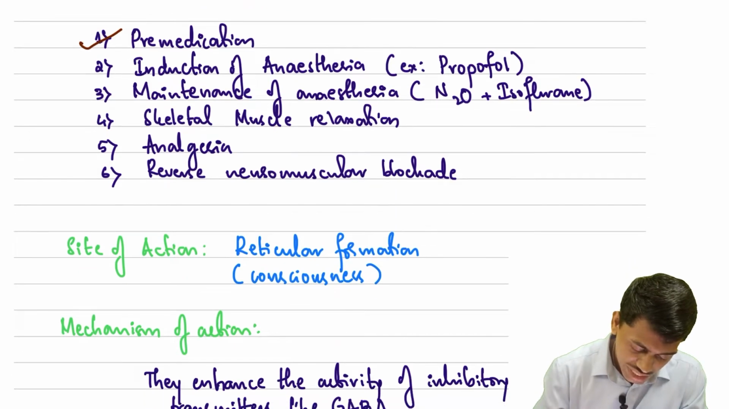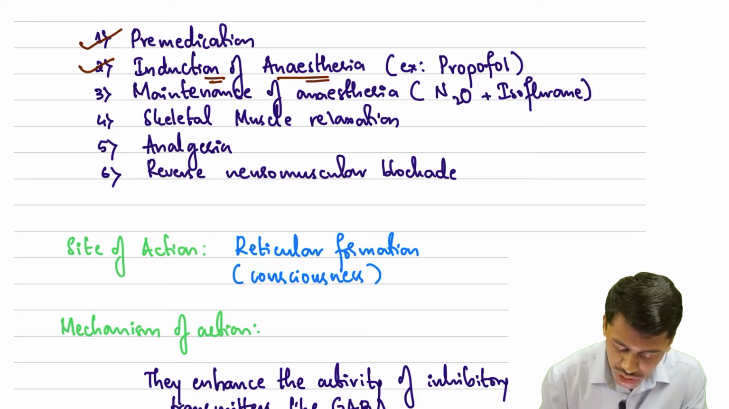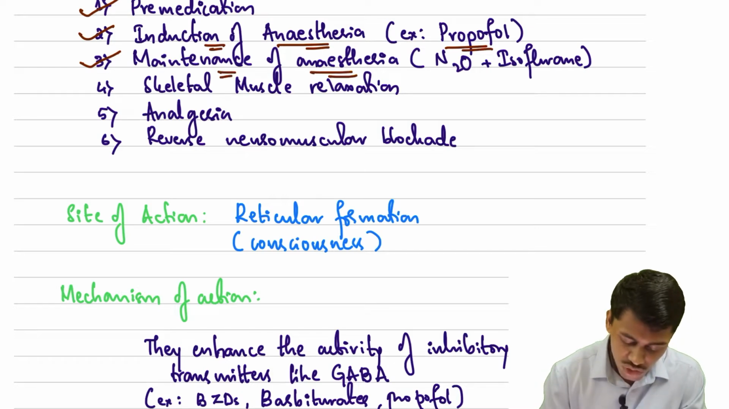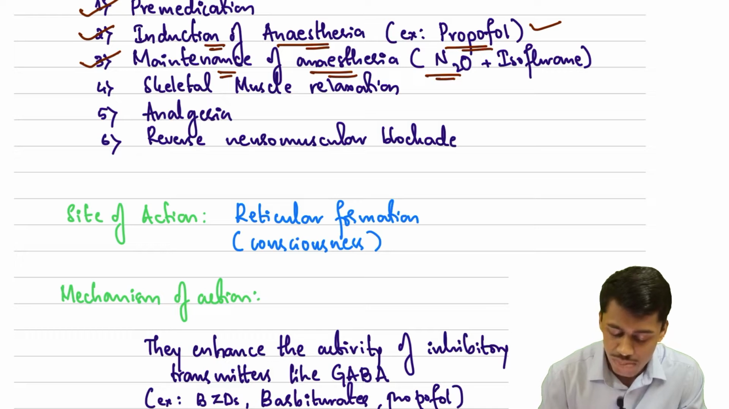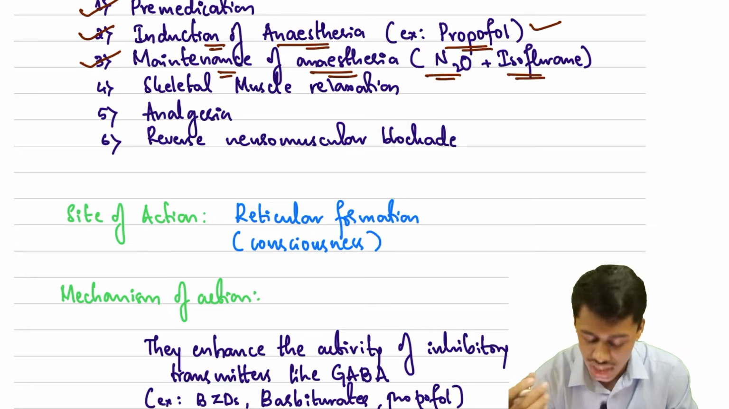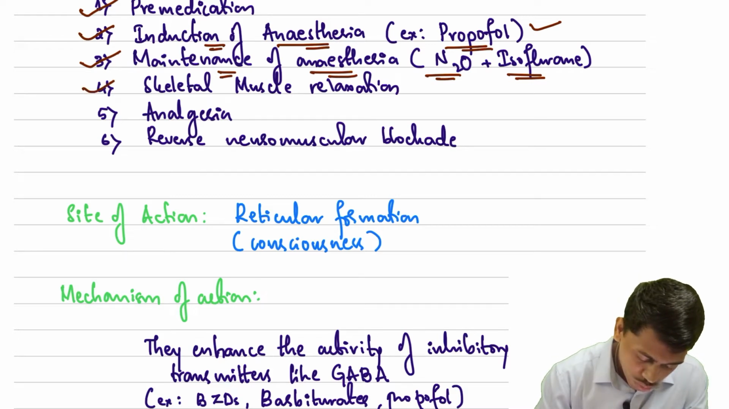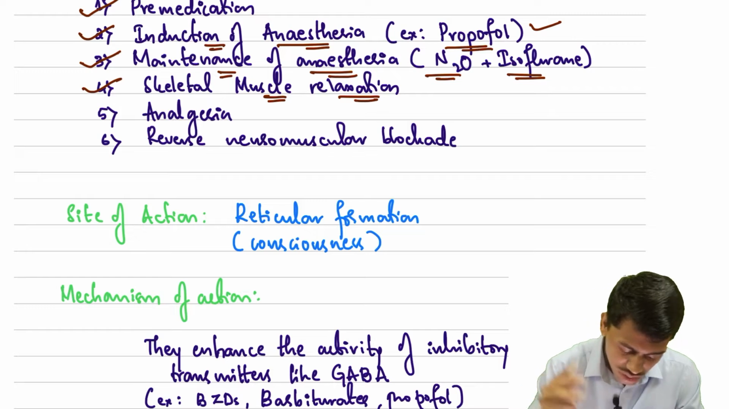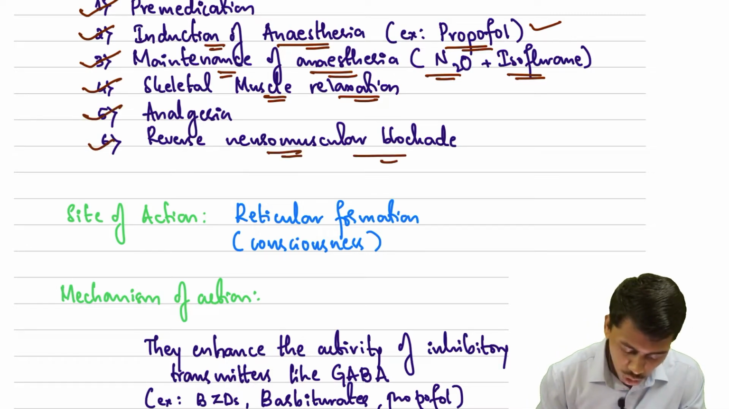Then after the pre-medication, we will induce the anesthesia, that is the induction of anesthesia using propofol, thiopentone or whatever it is. Then we look at the maintenance of the anesthesia. So this is for the induction, and maintenance we will do using nitrous oxide plus isoflurane, desflurane, sevoflurane. We look at the classifications of all that. Then finally we will also give skeletal muscle relaxants. Then there should be analgesia as well as reversible neuromuscular blockade.